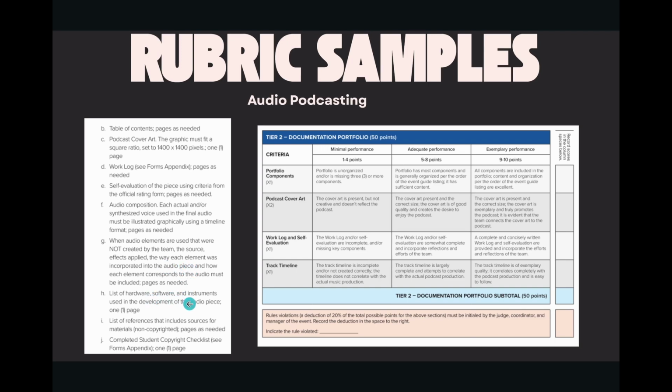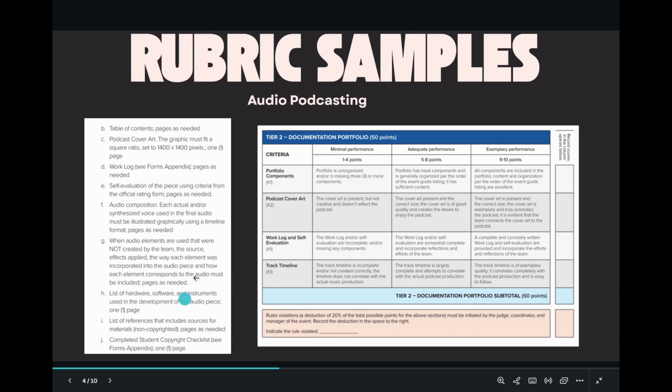This is a list of software, hardware, and other instruments that we use to develop it. This is pretty straightforward. So obviously we use like a computer. We used FL Studio to create it. We used some background instruments, et cetera. And the list of references should connect to audio elements. That's pretty straightforward as well. And then a studio copyright checklist.